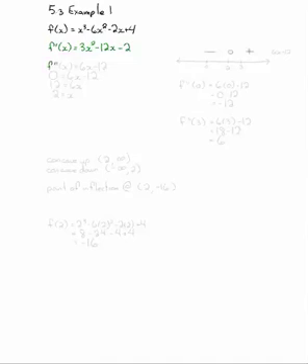Second derivative is going to be 6x minus 12. Now the process for concave up, concave down is the same as the process for increasing and decreasing with the first derivative test. So we're going to take our second derivative, set it equal to 0, and solve for x.